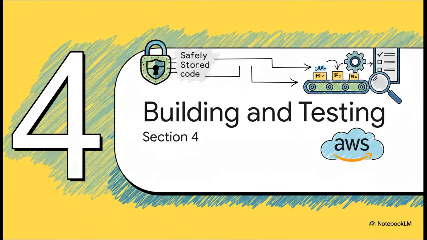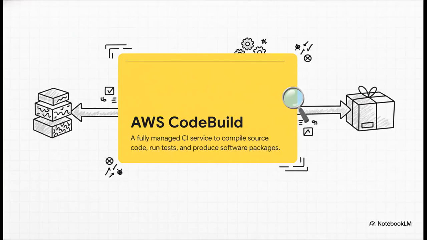So, once our code is stored safely, it's time to head to the next station on the assembly line, quality control and assembly. And this station is AWS CodeBuild. Its job is to take that raw source code and transform it into something real.